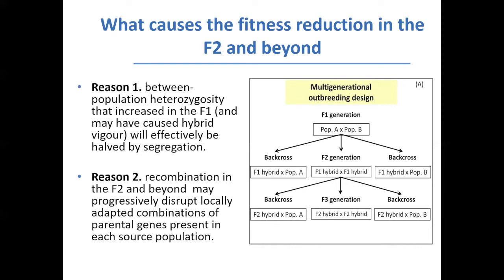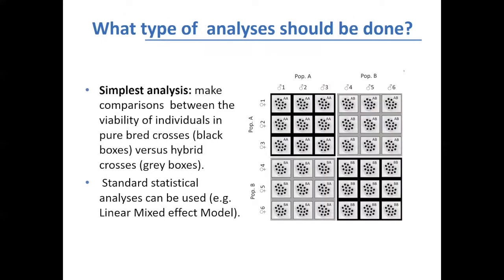So moving on, the final question we need to ask is, what types of analyses should be done? The simplest analysis you can do is to make comparisons between the viability of individuals in purebred crosses, shown here in the black cells, versus hybrid crosses, shown in the grey cells.